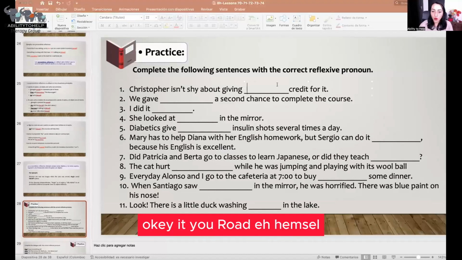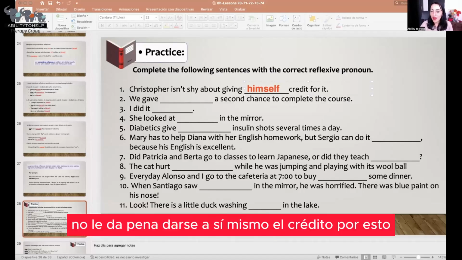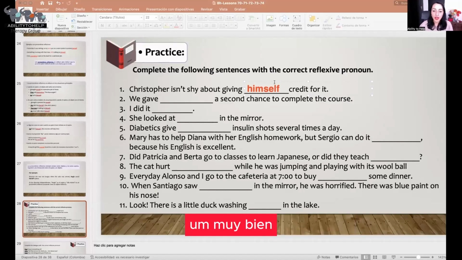Okay, if you wrote himself, it is okay. It's great, this answer, because Christopher isn't shy about giving himself credit for it. Christopher no le da pena darse a sí mismo el crédito por esto. Muy bien.